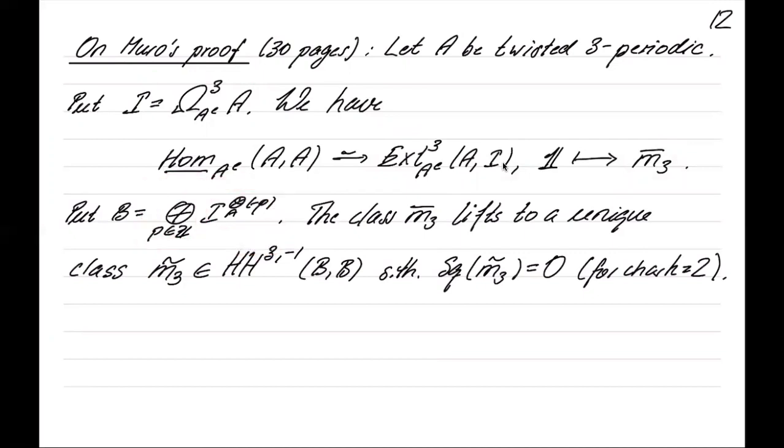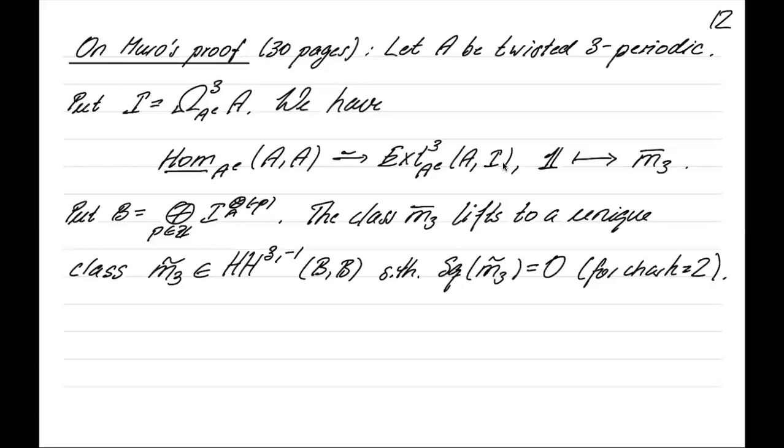And then Fernando shows that this class M3 bar lifts to a unique class in the bi-graded Hochschild homology in degree 3-1 of this graded algebra B. And this class is unique in characteristic 2. You additionally need to impose this condition: the Gerstenhaber square of this lift should vanish. In characteristic different from 2, you can just say that there is a unique lift.